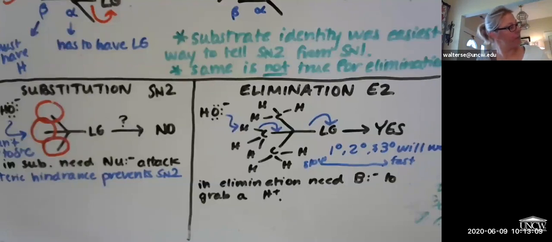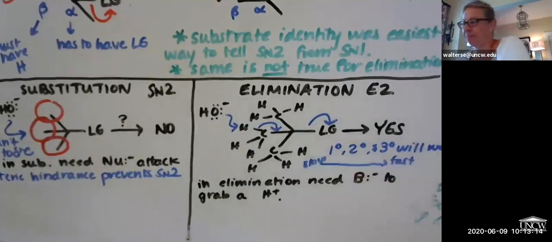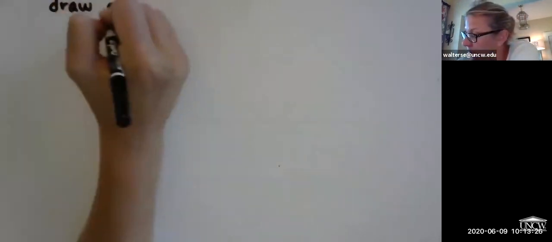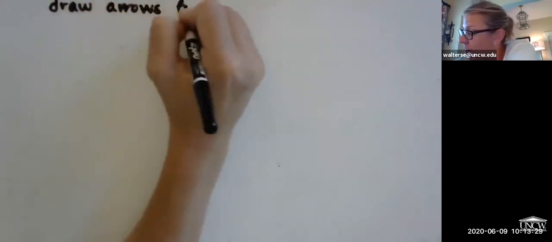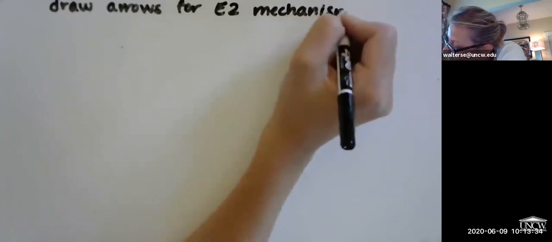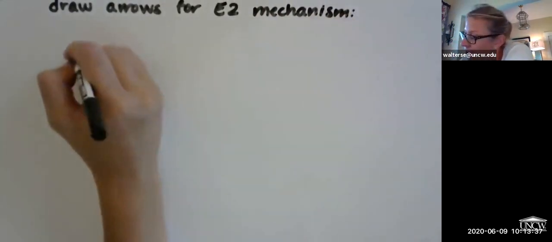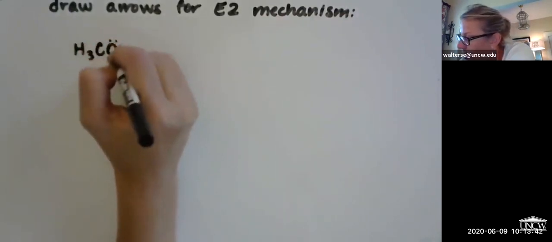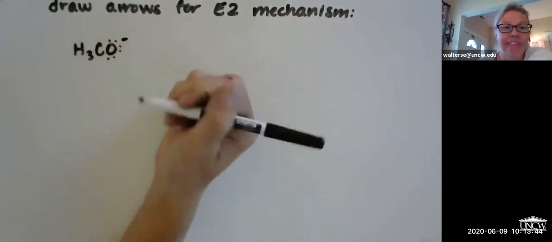Okay. Trying to think if I want you to practice drawing the mechanism with all the compounds listed. So I want you to draw the arrows for an E2 mechanism under the following conditions. Okay, so there's your base, methoxide.